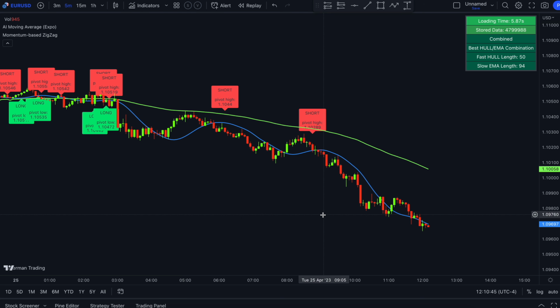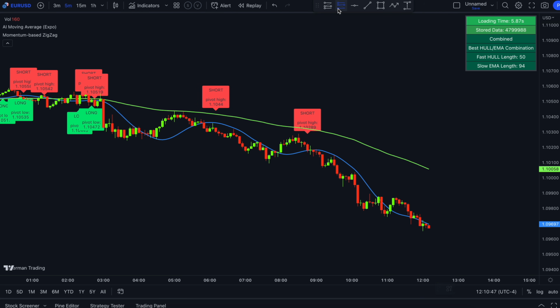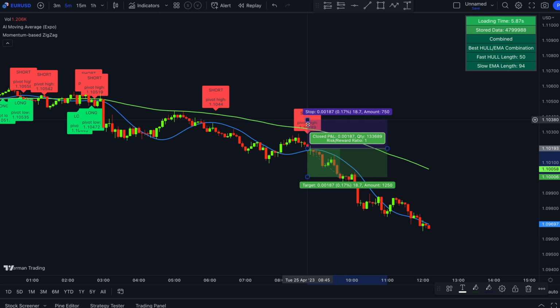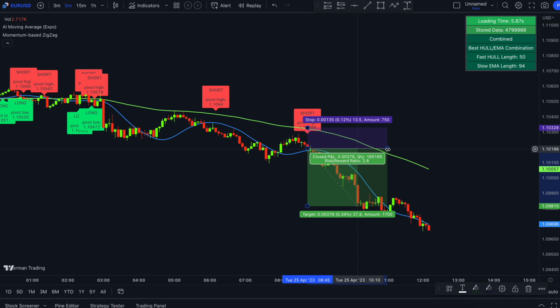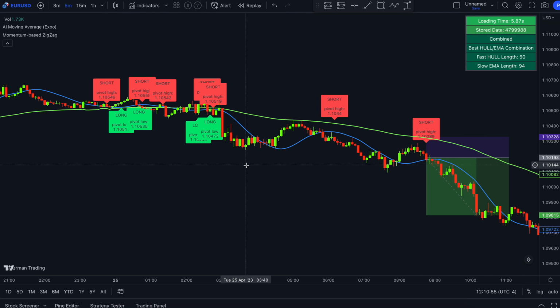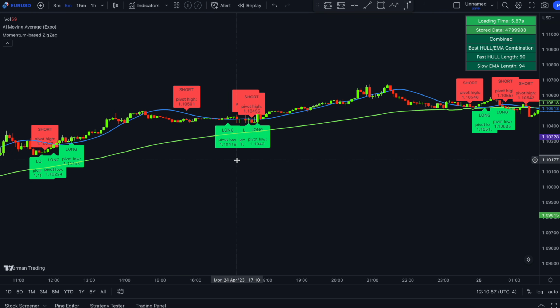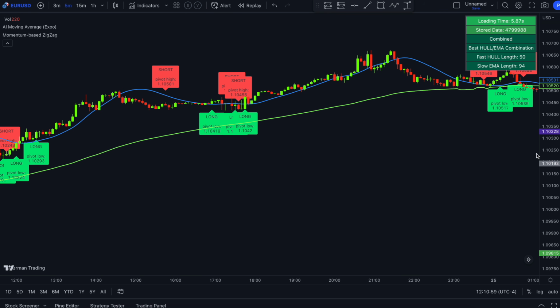Right away we can see that the number of potential signals has increased. The indicator seems to have less lag, which is a good thing. You can also add a volume indicator to the strategy to filter out even more false trades. Pay attention to these examples and watch the video again if necessary.